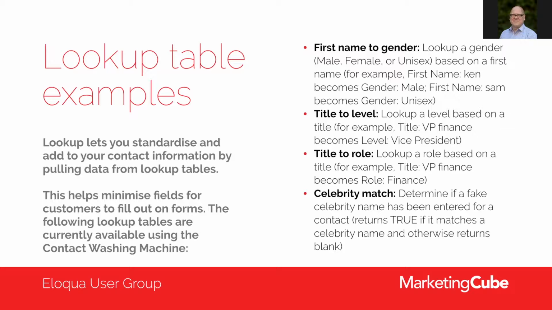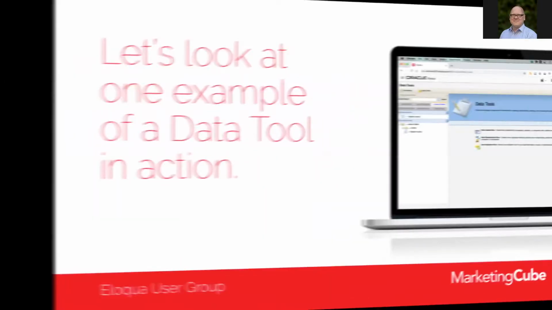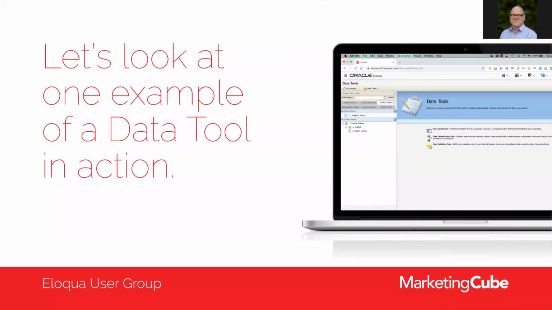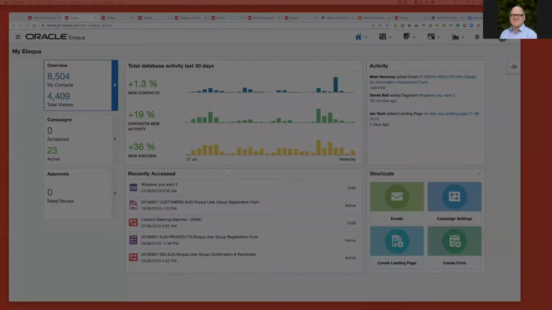But you can add to this as well, right? So these are just hardwired and built in to the contact washing machine, and you can use these today. But you'd possibly want to tailor them. They're reasonably generic, which is good. But I wanted to show you a specific example of where we've used lookup tables to help us manage data a little bit better. So let me jump into Eloqua, and I'll show that to you right now.